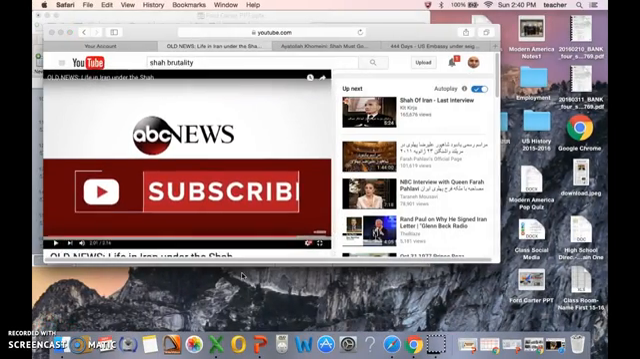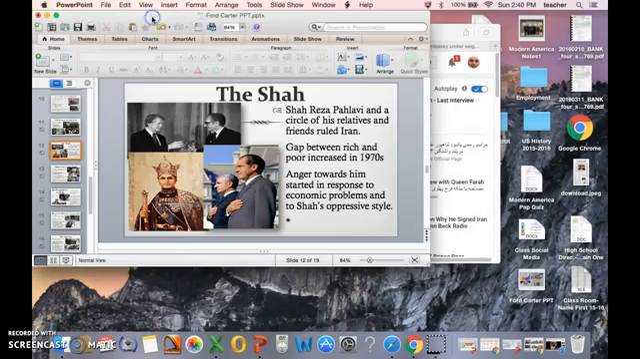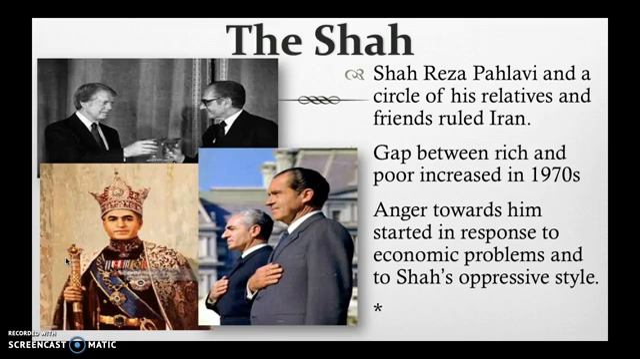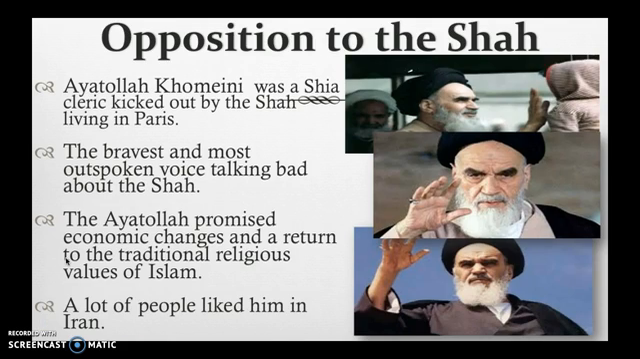Okay, and so all that kind of stuff is the reason that people had problems with him. Moving on. Opposition to the Shah. Ayatollah Khomeini was a Shia cleric kicked out by the Shah, living in Paris. It looks like Khomeini, but that K is silent. He was the bravest and most outspoken voice talking bad about the Shah, and that's why he was exiled, or kicked out and sent to Paris.